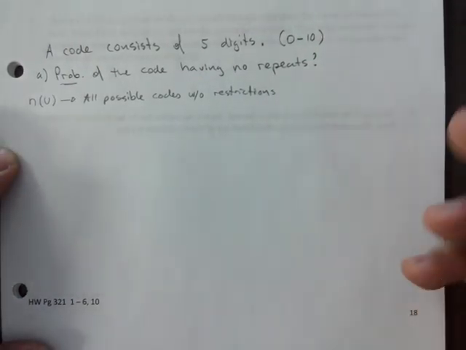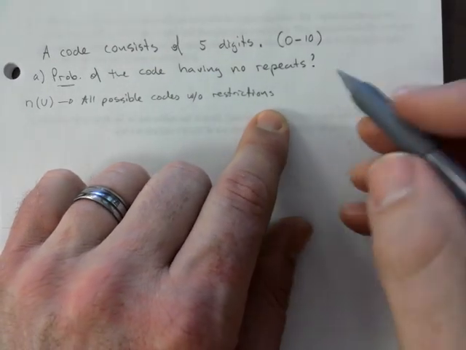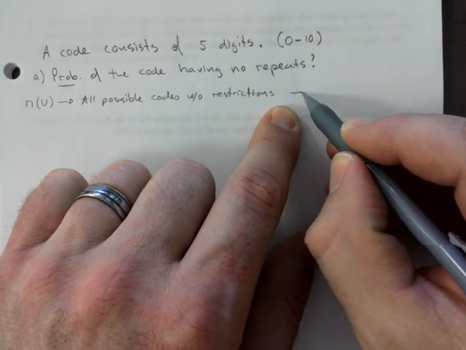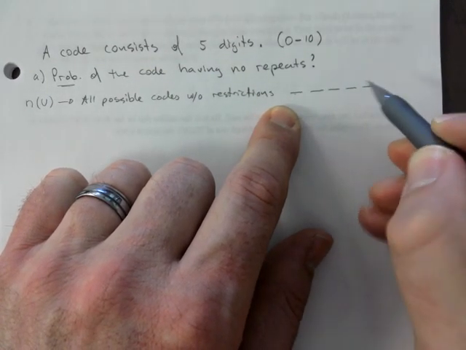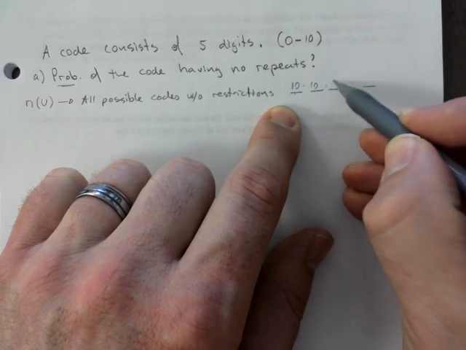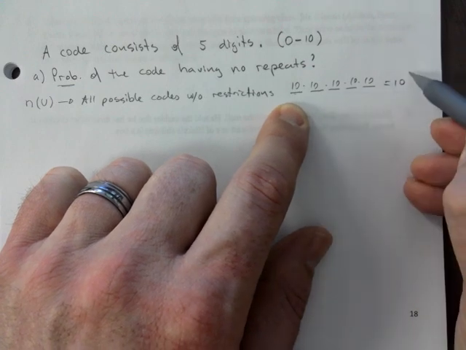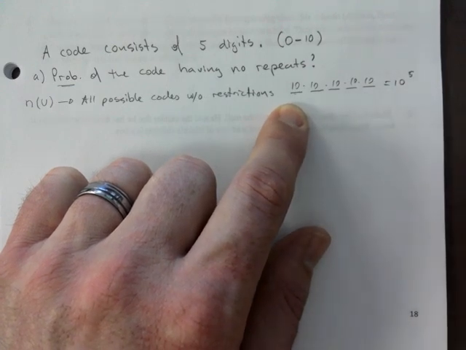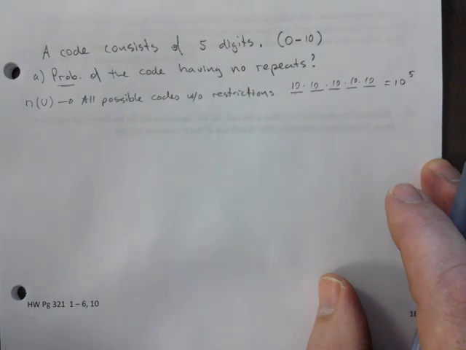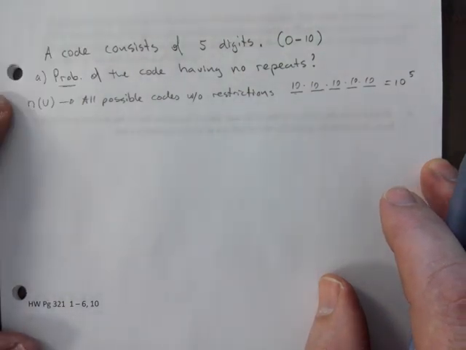Without restrictions. I'm going to do that right next to it because I want to save space here. So we would have 1, 2, 3, 4, 5. That's just 10 times 10 times 10 times 10 times 10. That's 10 to the power of 5. Let's just leave it like that for now. We know it's 1 followed by 5 zeros, right?